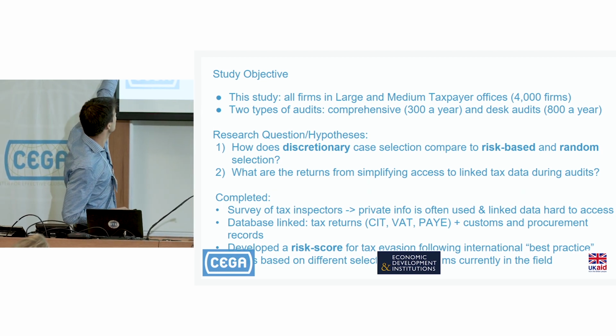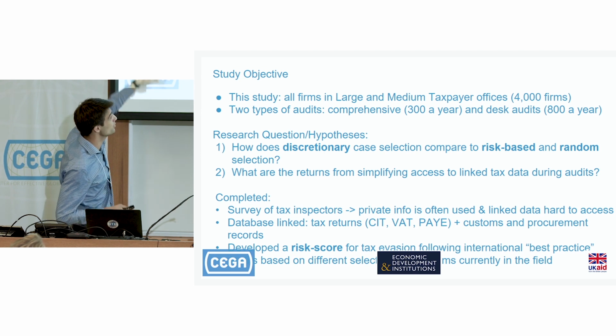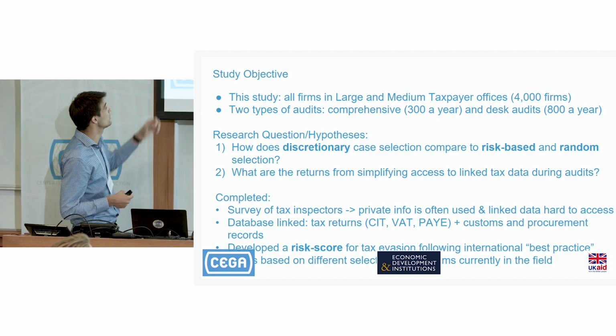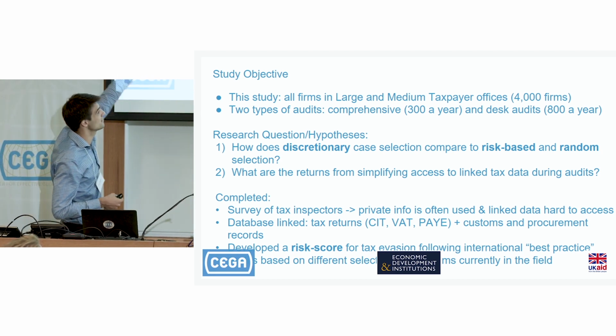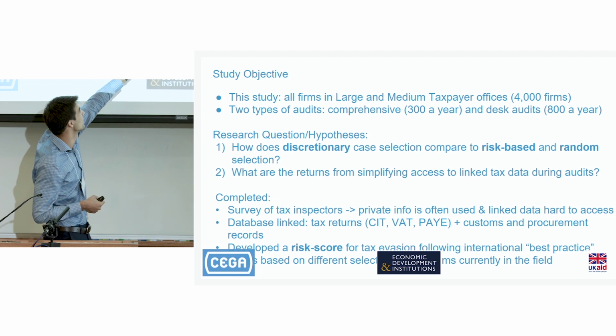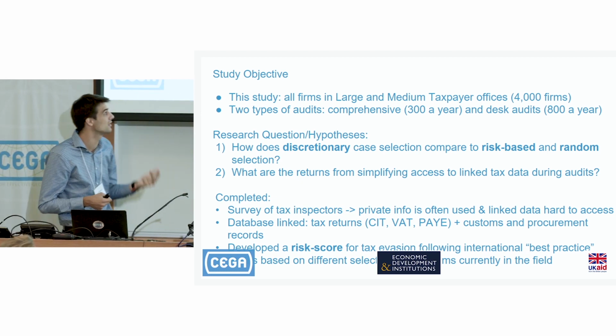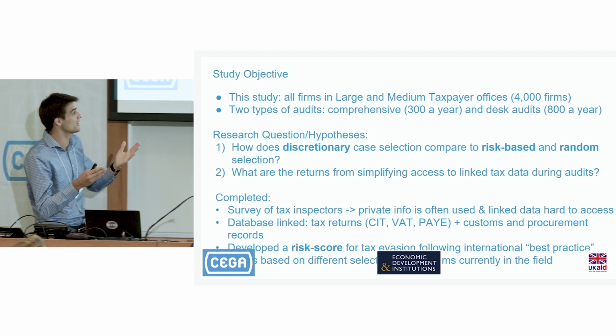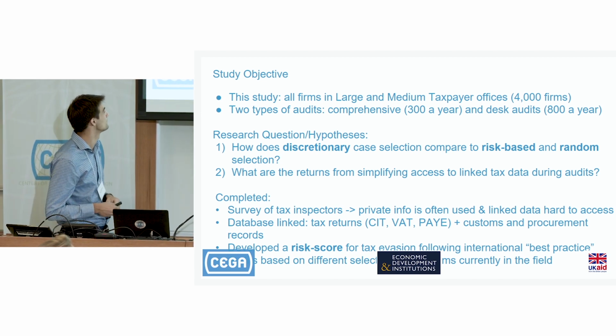Thirdly, we did a big work of matching all the different data sets, using both the taxpayer IDs when we could, but also names, geography, location, and so on, to try to get at a big database which links the three types of tax return available to the tax administration: corporate income tax, VAT, and payroll taxes, with data from outside the tax authority, from customs and procurement.